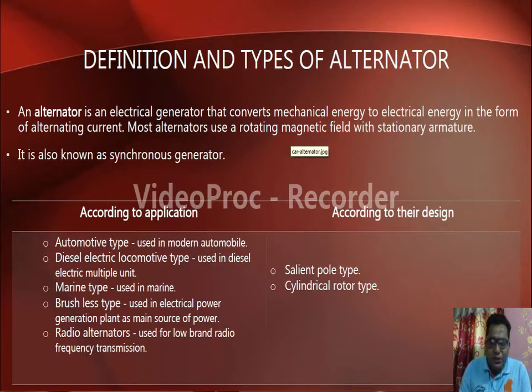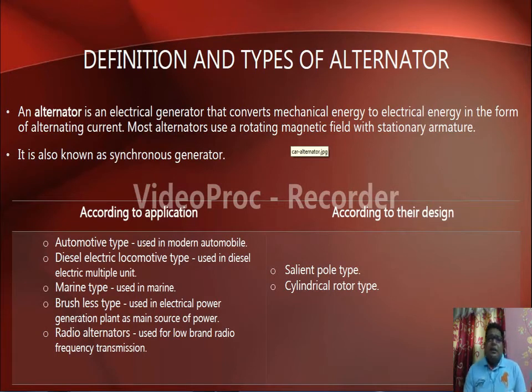First, coming to the definition of alternator. An alternator is an electrical generator that converts mechanical energy to electrical energy in the form of alternating current. Basically, in an alternator mechanical energy is converted into electrical energy. In the previous syllabus, we discussed the DC machine, the DC generator. There also we saw the same thing: when mechanical energy is converted into electrical energy, it is known as a generator, as you all know, a basic concept.